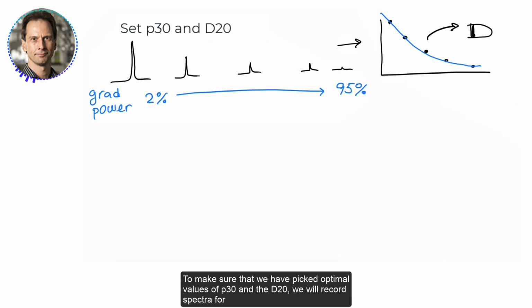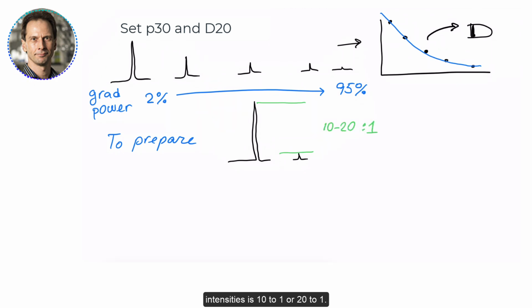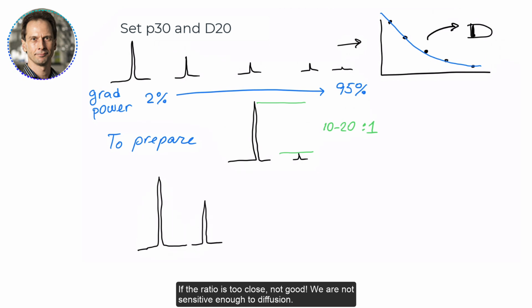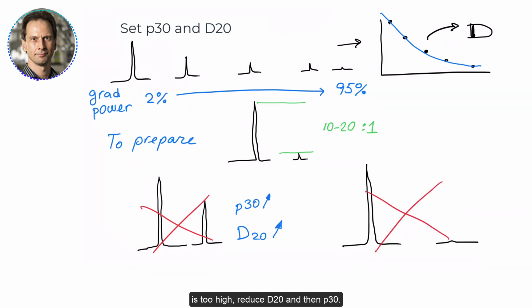To make sure that we have picked optimal values of P30 and D20, we will record spectra for the endpoints: minimum and maximum gradient powers, 2% and 95%. The best quality data will be expected if the ratio of peak intensities is 10 to 1 or 20 to 1. If the ratio is too close, not good. We are not sensitive enough to diffusion. Increase P30 and then D20. If the ratio is too high, reduce D20 and then P30.